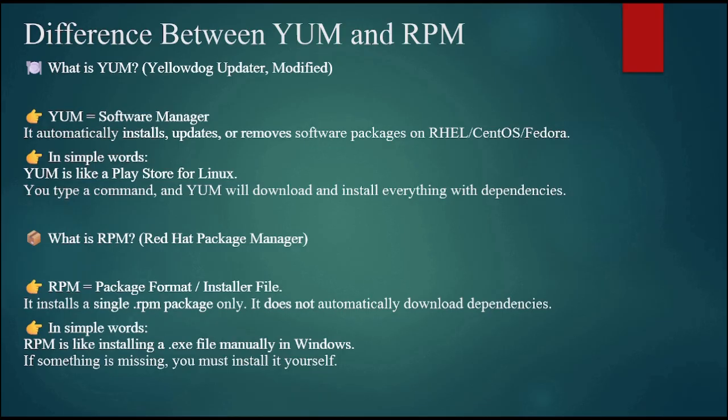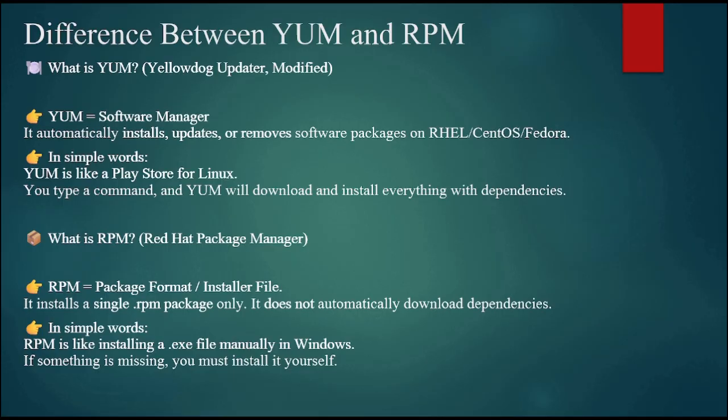Here we see the quick difference between yum and RPM package. What is yum? We call yum Yellow Dog Updater Modified. Yum is a software manager. It automatically installs, updates or removes software packages on your Linux server. In simple words, yum is like a Play Store for Linux. You type a command and yum will download and install everything with dependencies.